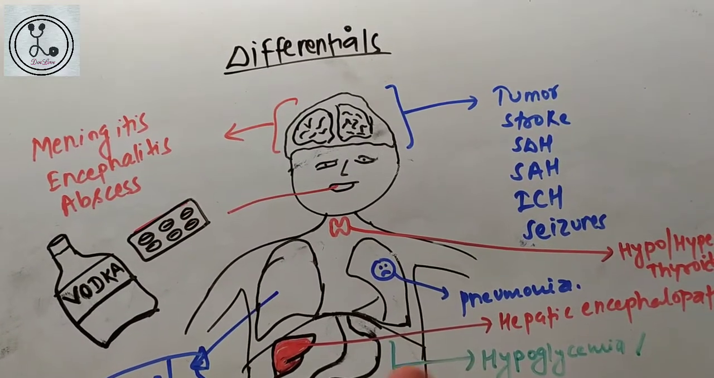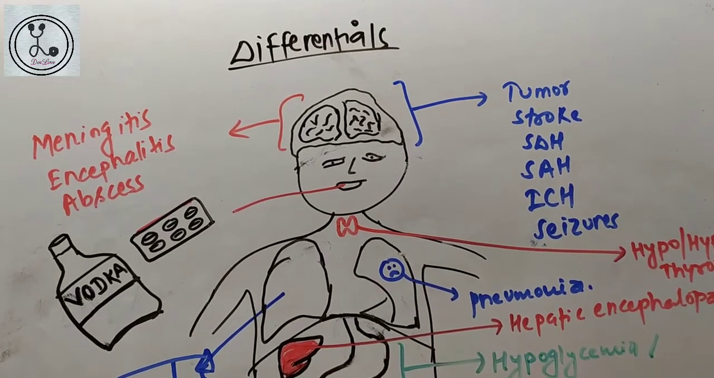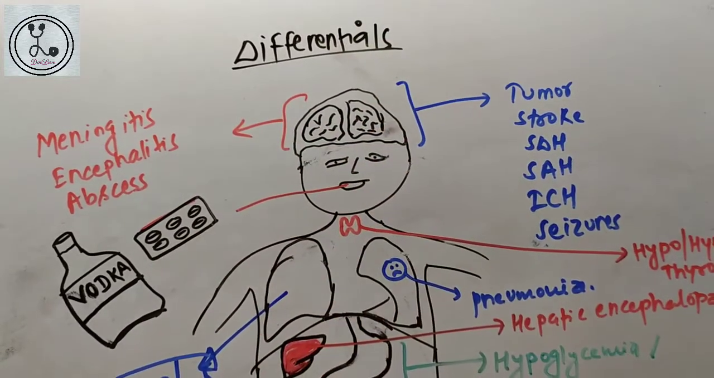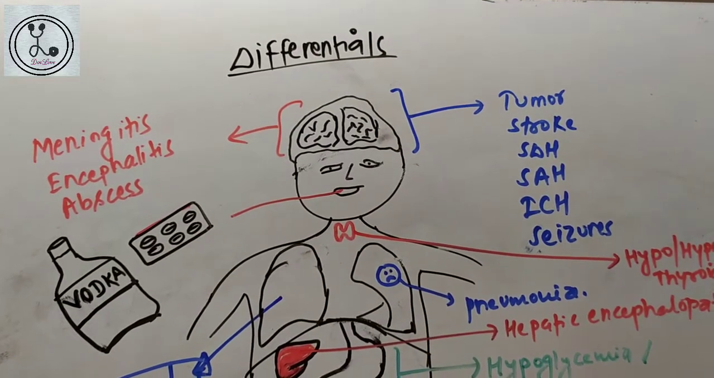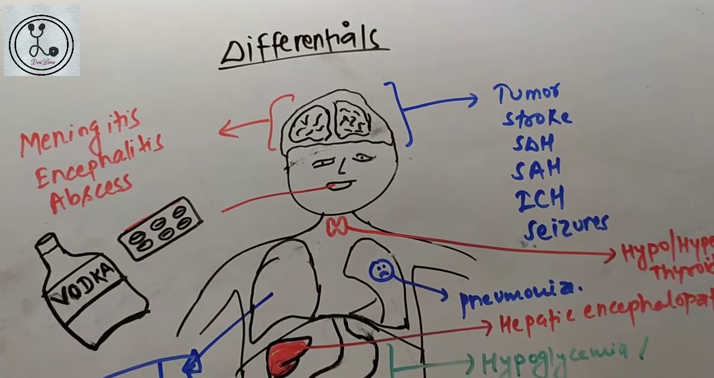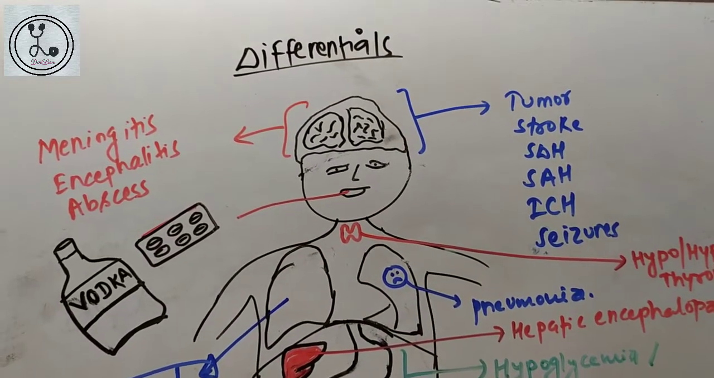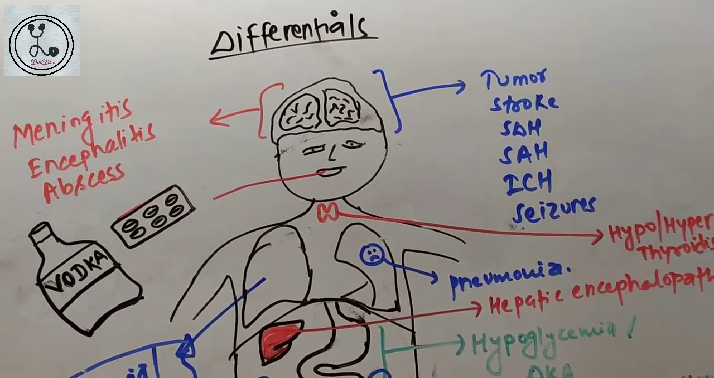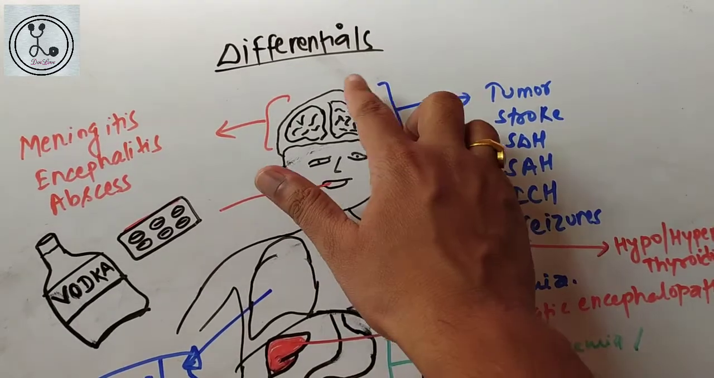So I have already told you that altered mental status is basically a symptom, not a disease. That's why there are different conditions where altered mental status will actually be seen. There are different ways to memorize it, but I will memorize it in this way. In this figure, going from top to bottom, let's start from the brain.